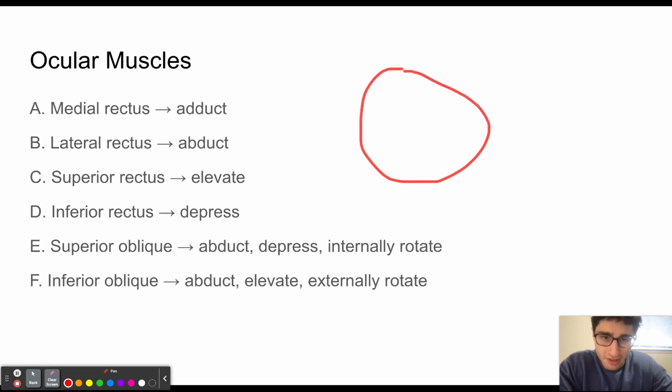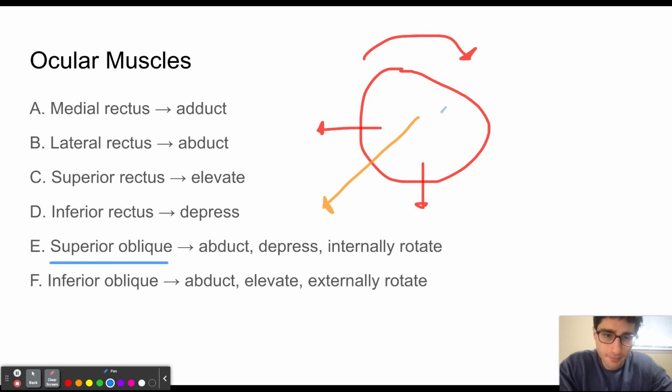The superior oblique's function is to abduct, depress, and internally rotate. So it can ultimately help our eye look down and out like this. So if there is damage to the superior oblique, then the eye would go medially and outward like this, like in the blue arrow. This would be if there was damage to the superior oblique muscle.